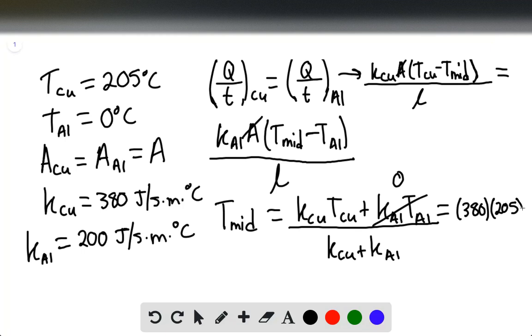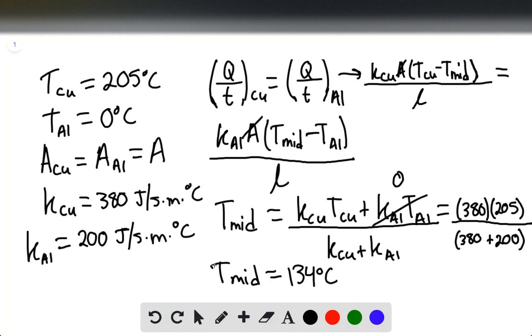205, 380 times 205, and then we'll have 380 plus 200. And we find that T mid is going to be equal to 134 degrees Celsius. This will be our temperature where the two bars meet. And that's the end of the solution.